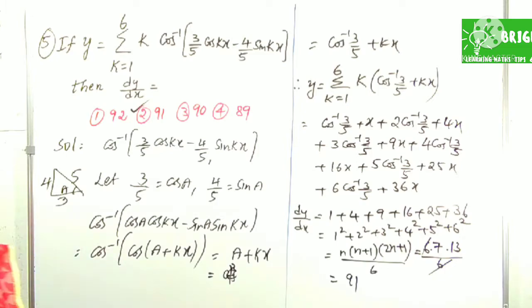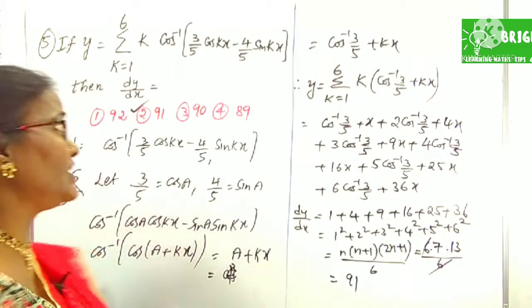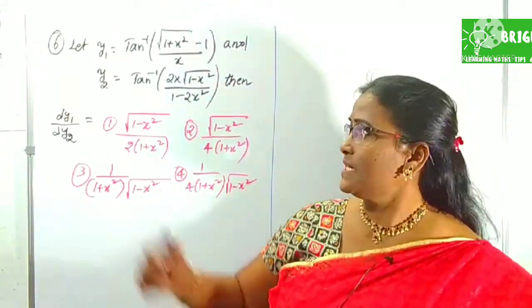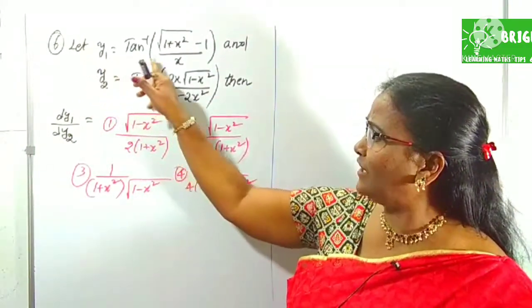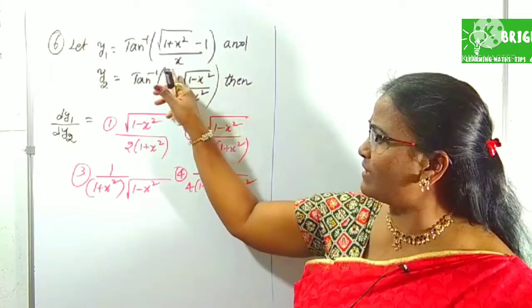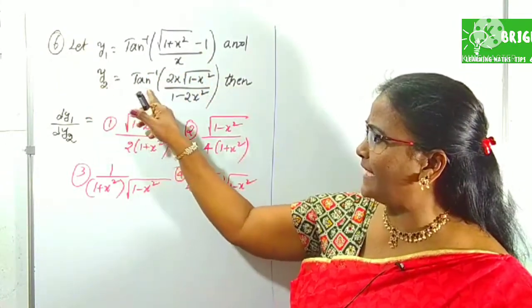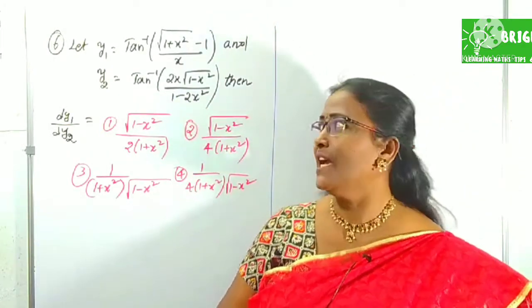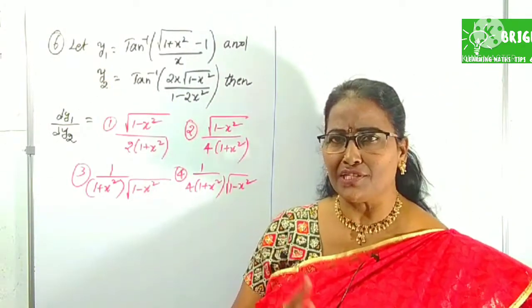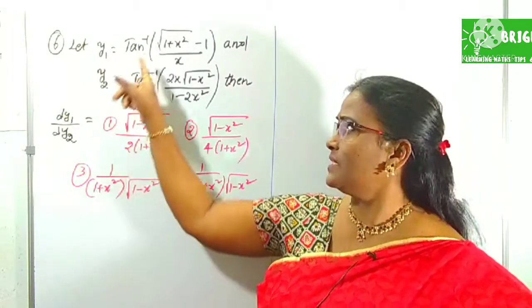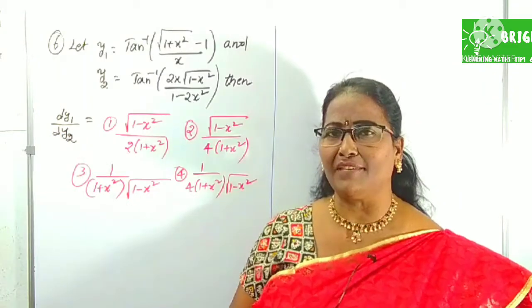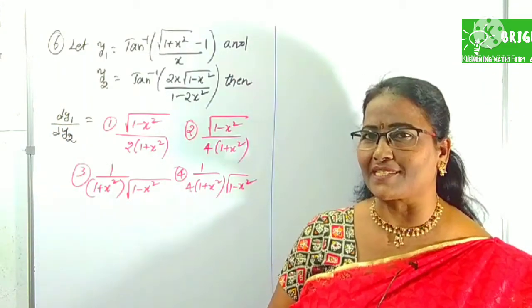That's very simple, but you have to concentrate on the simplification of the given function and the expansion of sigma. Now look at the next question. Let y1 be tan inverse of root over 1 plus x square minus 1 by x, and y2 be tan inverse of 2x root over 1 minus x square by 1 minus 2x square. Two different functions are given. Now what is asked? dy1 by dy2, the derivative of y1 with respect to y2, is asked.